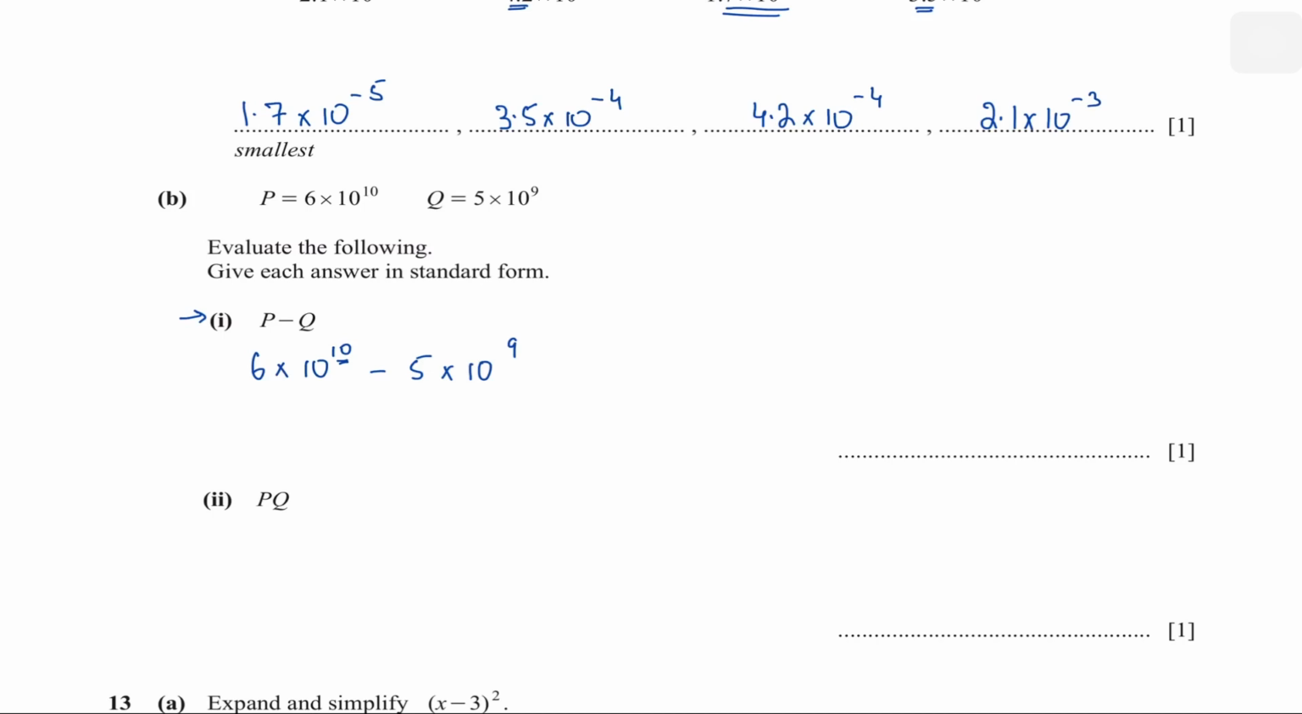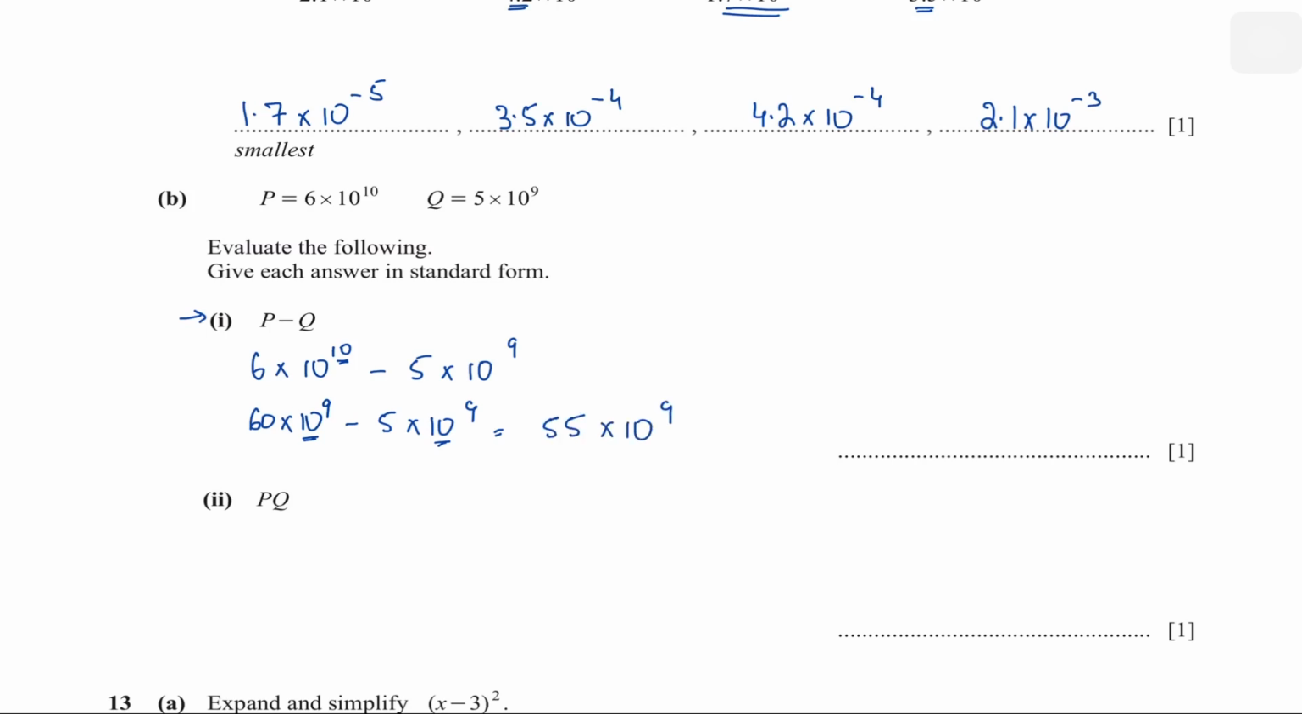So in order to do that, I'm going to borrow one power and give it to 6. That's going to make 6 into 60, and then the power will be 9, minus 5 times 10 raised to the power 9. So 60 minus 5, I can easily subtract the two since they both share the same power. 60 minus 5 is going to be 55 times 10 raised to the power 9.